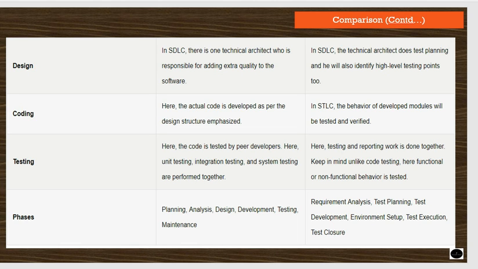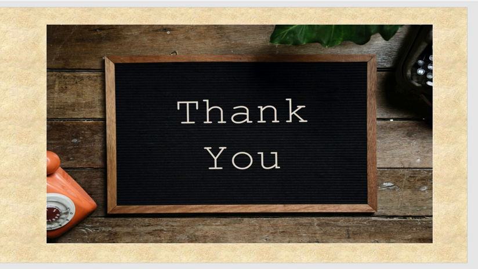Planning, analysis, design, development, testing, and maintenance are the phases of SDLC, whereas requirement analysis, test planning, test development, environment setup, test execution, and test closure are the phases of STLC. So this was all about STLC.